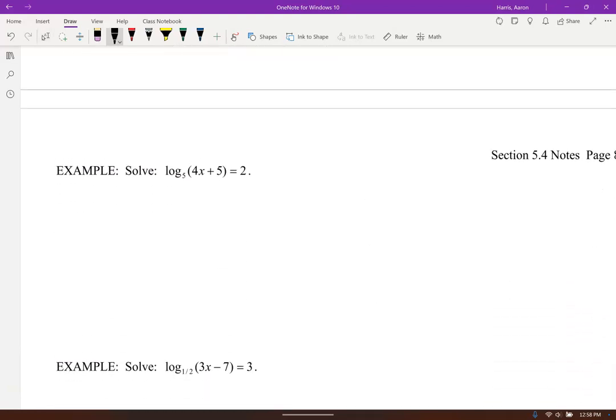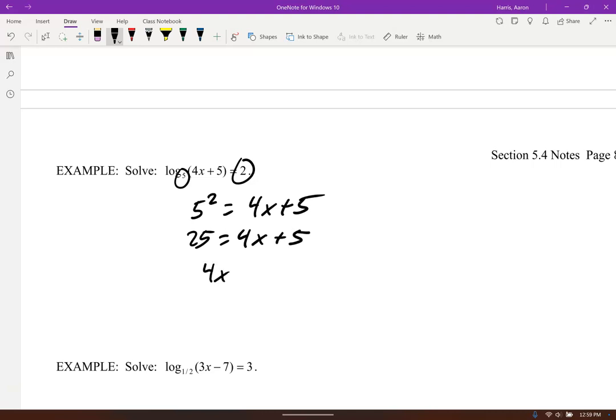Let's put this in exponential form. 5 squared equals 4x plus 5. So 25 equals 4x plus 5. I subtract 5 on both sides. I got 20. Divide by 4. It looks like I got 5.